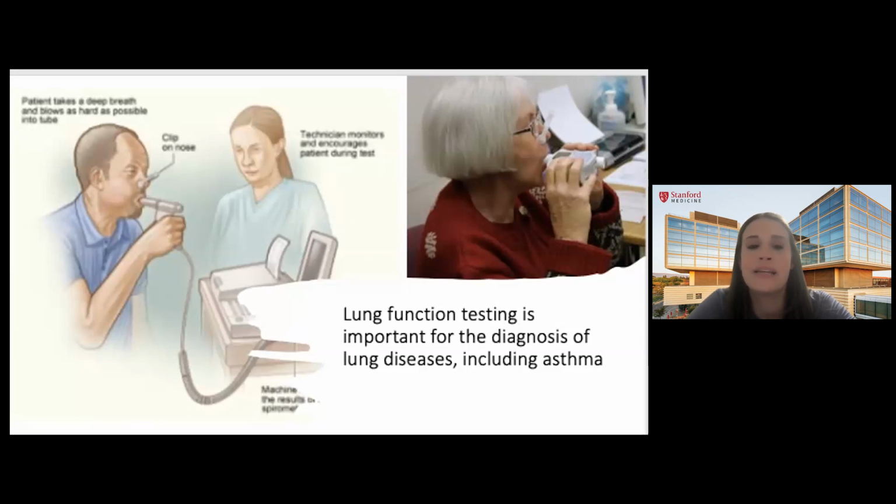And that helps us get a sense of if you have trouble getting air out, which we see in obstructive lung diseases like asthma and COPD. And then often we'll give you a medicine like albuterol or some kind of short-acting, what we call a bronchodilator, to open up the airways and see if your lung function improved, which is more suggestive of asthma because the key is that reversible component.